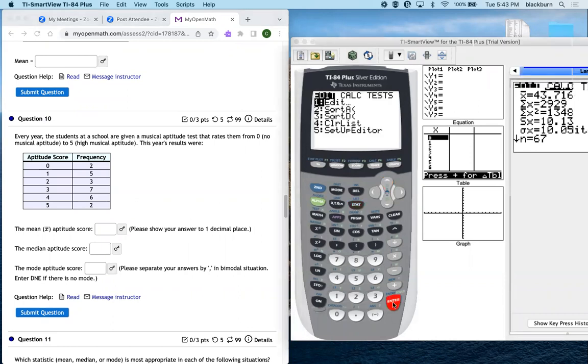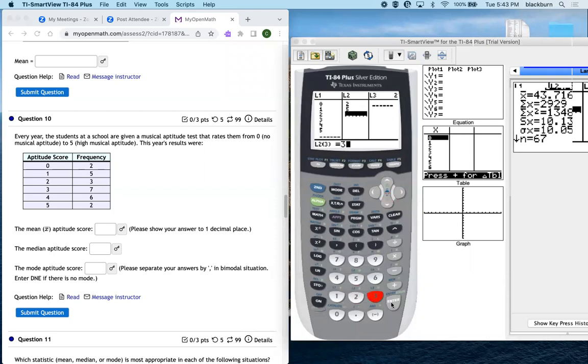So I'm going to edit my tables. So I got to clear out both of them. So clear, enter. Let's go over to L1. Clear, enter. So now I go 0, 1, 2, 3, 4, 5. There's my left column. My frequencies are 2, 5, 3, 7, 6, 2. So basically it just wants mean, median, and mode.